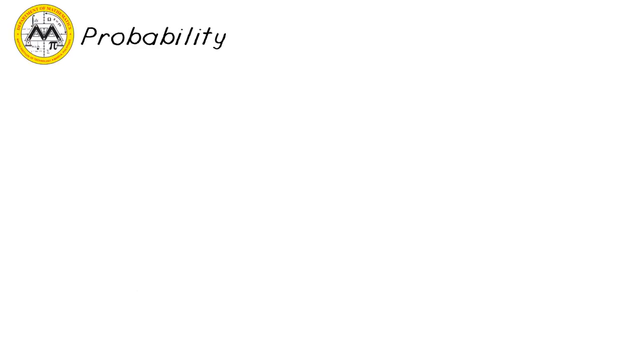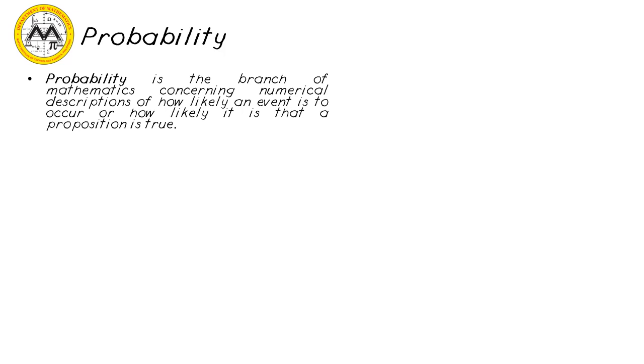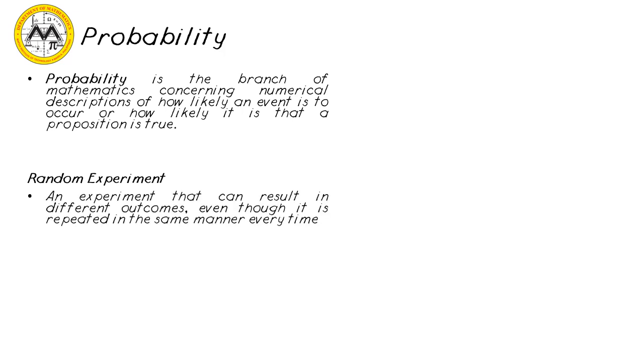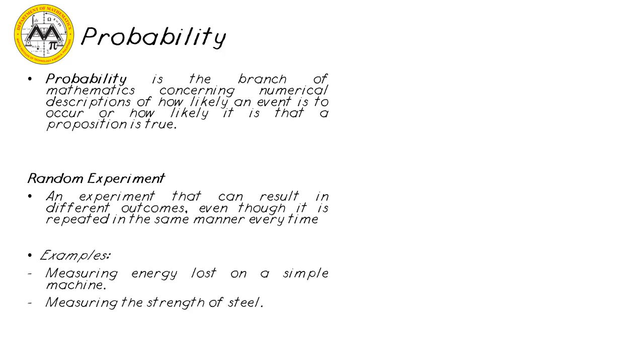What is probability? Probability is the branch of mathematics concerning numerical description of how likely an event is to occur or how likely it is that a proposition is true. A random experiment is an experiment that can result in different outcomes, even though it is repeated in the same manner every time. Examples: measuring the energy lost in a simple machine, measuring the strength of steel.